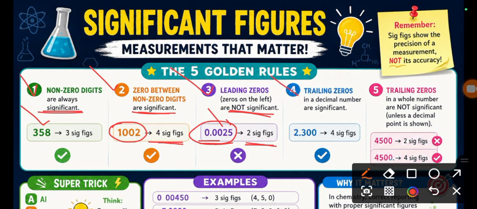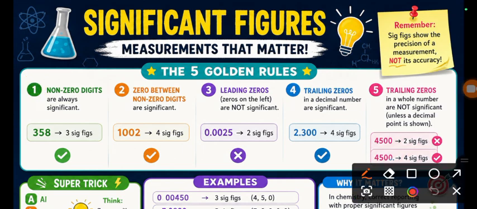Fourth rule says that trailing zeros in a decimal number are significant. So in 2.300, as you can find the decimal, that's why these zeros, trailing zeros, are significant. So there are 4 significant figures in this number.